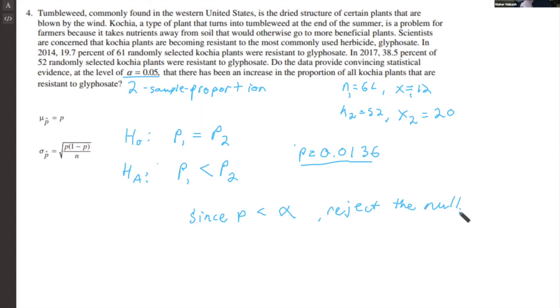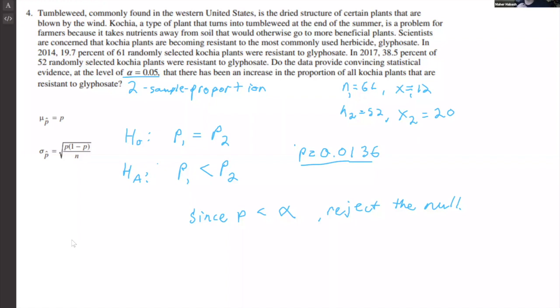Always contextually, we can reject the null. So meaning, how do we interpret that? What is the final conclusion they want us to state? We want to state that the Koichi plants are more resistant to glyphosate, and you would say that we have convincing evidence to conclude that the Koichi plants are more resistant, based on the evidence at which the null hypothesis is true 0.0136% of the time.